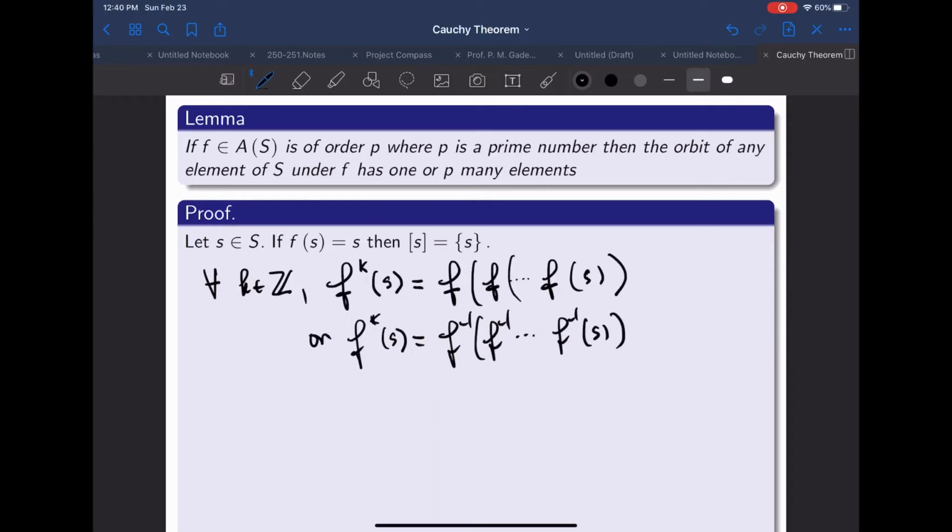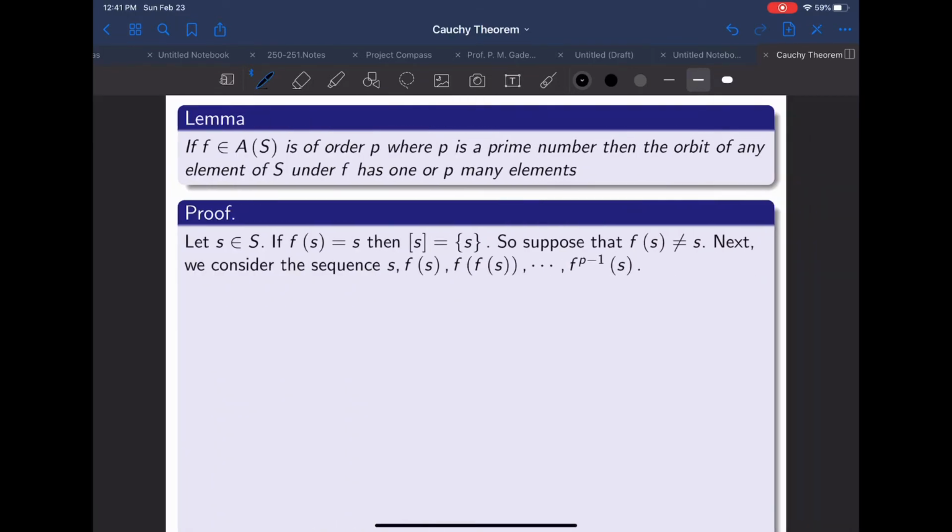Notice that at each time you're getting s, right? So this here will be s, and then when you apply f again, you get s. This will be s. When you apply f inverse again, you get s. No matter how many times you apply the function f or f inverse, you will always get s, right? So that tells you automatically that the orbit of s is the singleton containing s if s is fixed under the map f. Now, suppose that this is not the case, right? So suppose that f of s gives us another element.